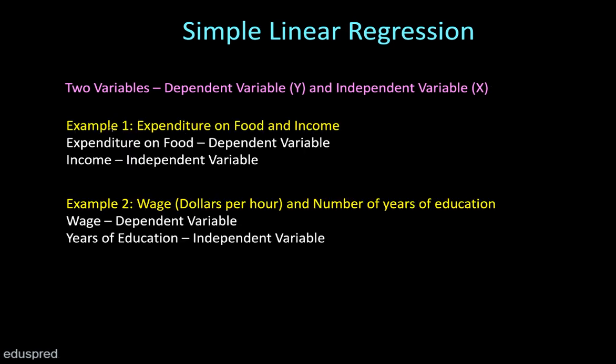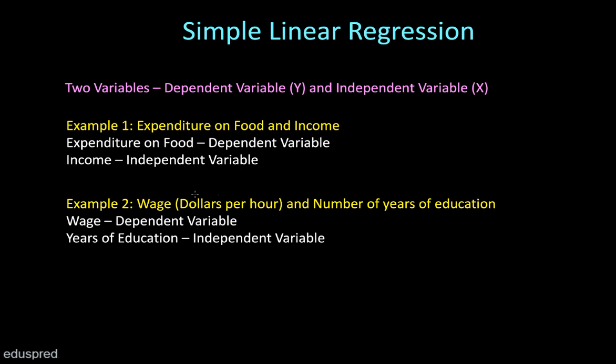In example number 1, we have two variables, expenditure on food and income. Think of it in this manner: the expenditure that you do on food depends on how much income you have. So expenditure on food is the dependent variable because it depends on the level of income, and income is the independent variable.